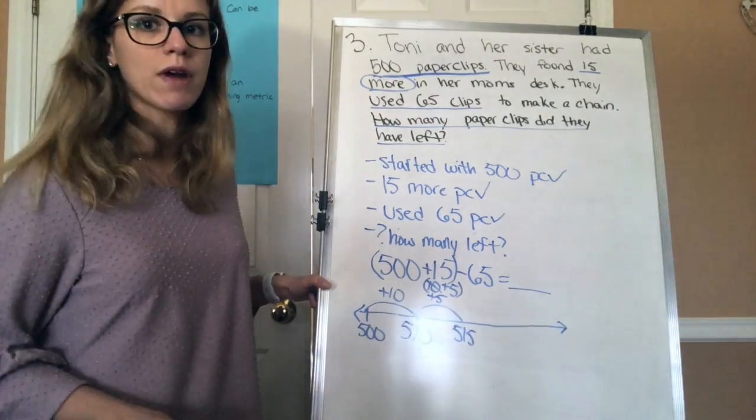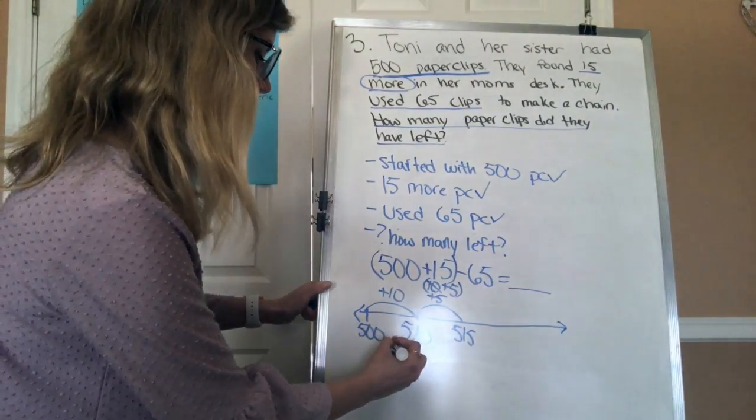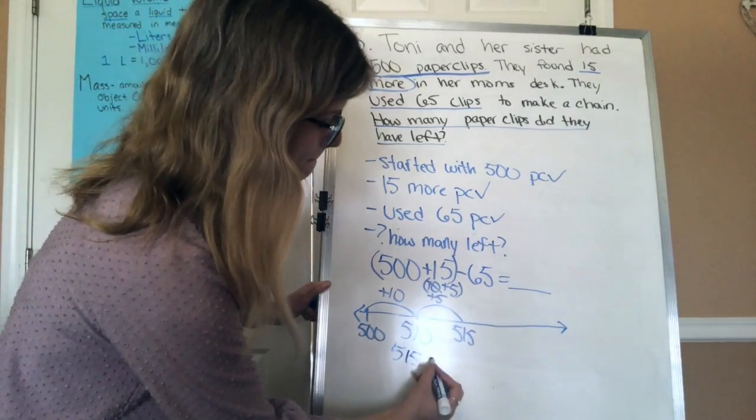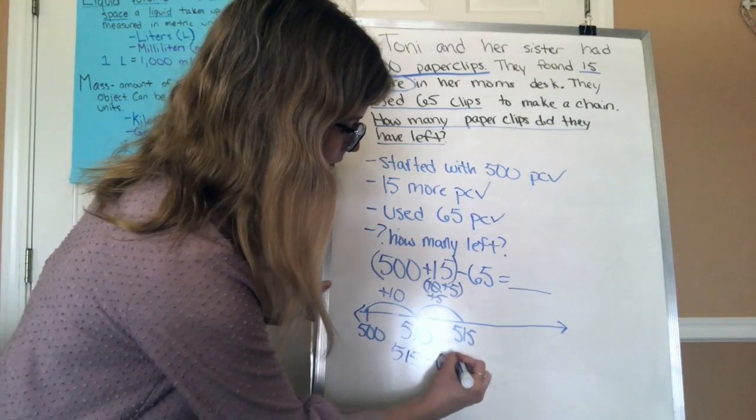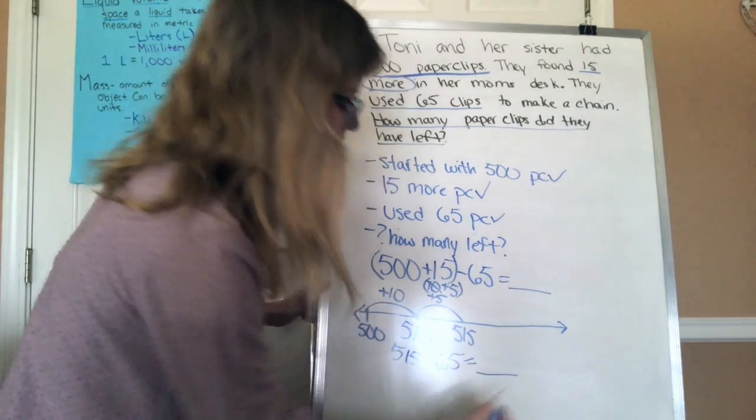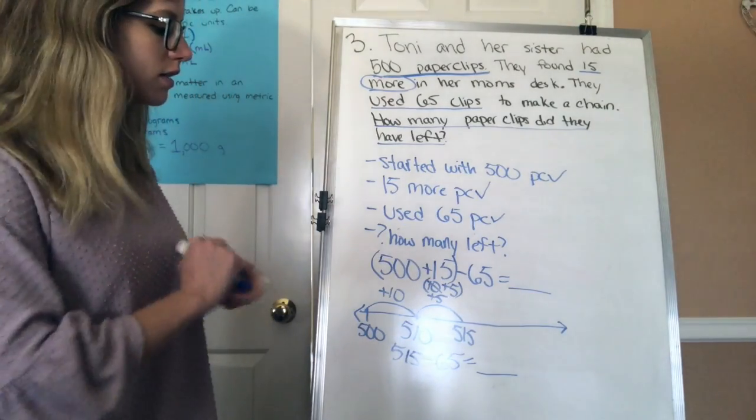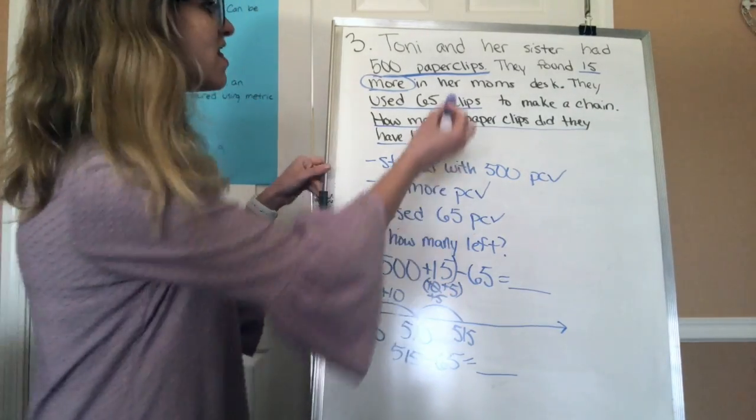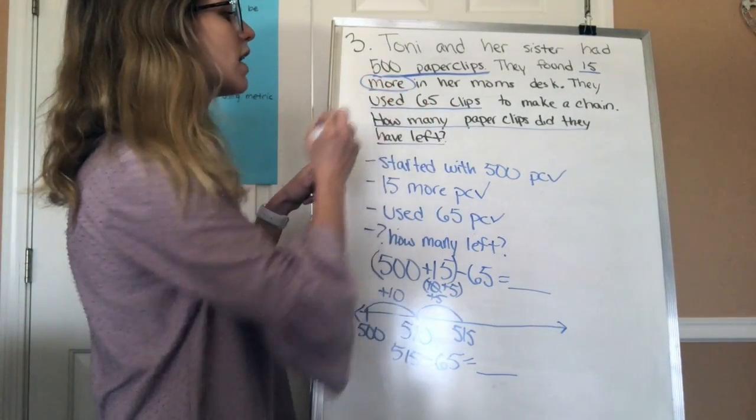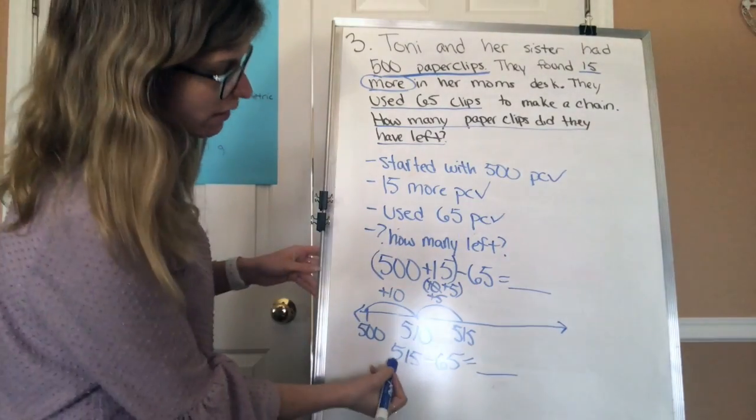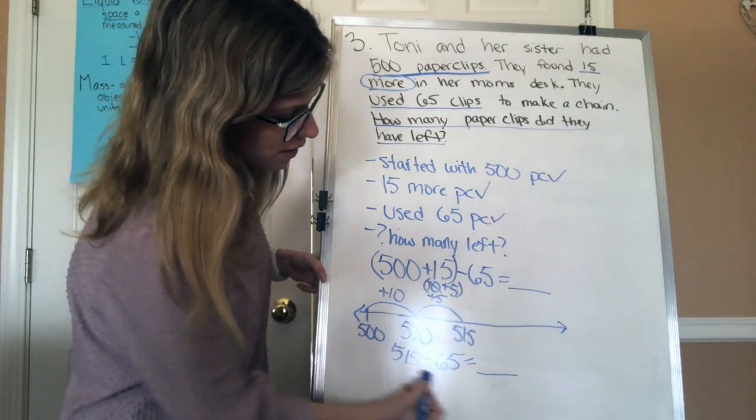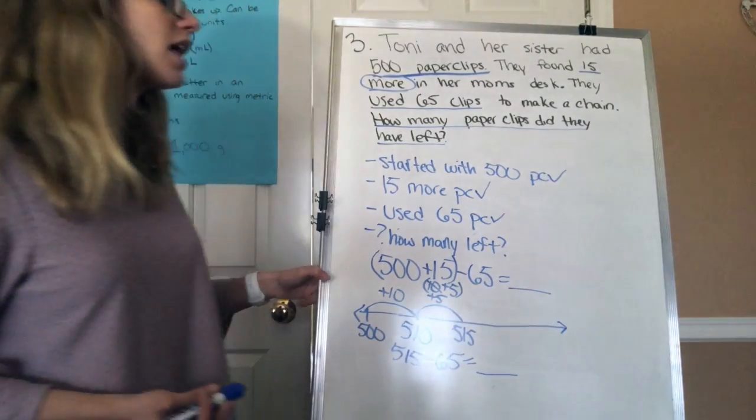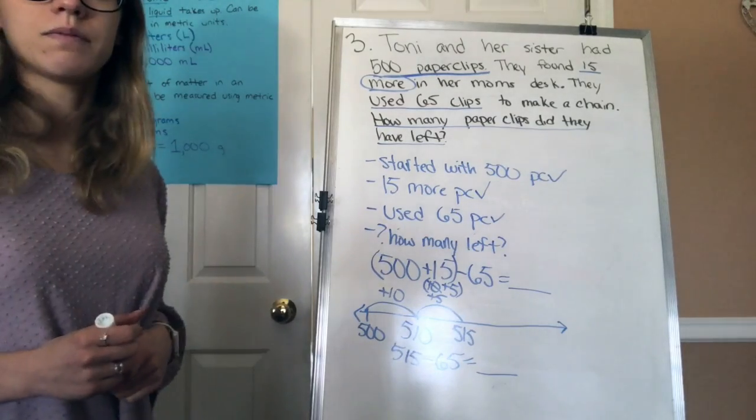So what this is showing me right now is 515 minus 65 is my next equation that I need to use to solve, because we now figured out how many they had once they started taking them away to make a chain. So they had 515 when they were making a chain, and then they used 65. So now we need to figure out how many they had left after they made a chain.